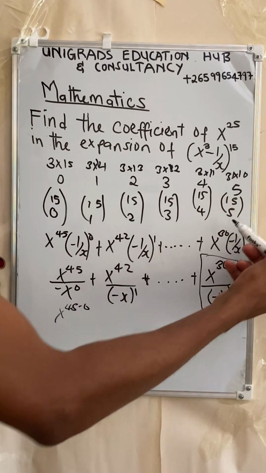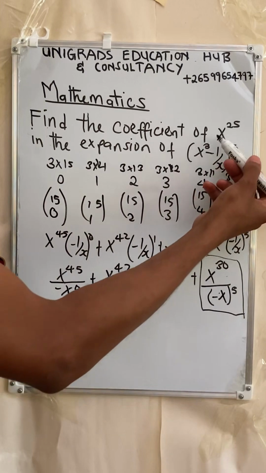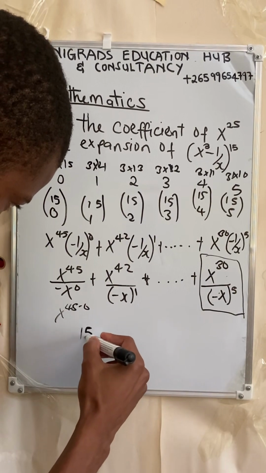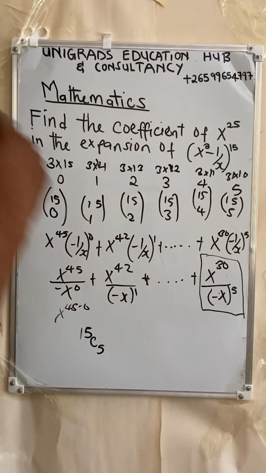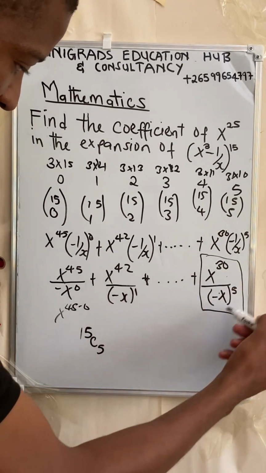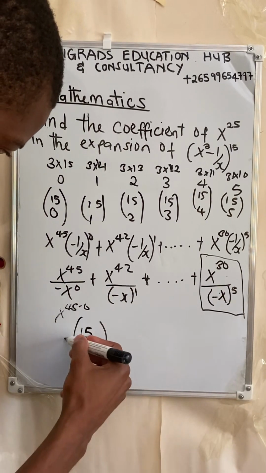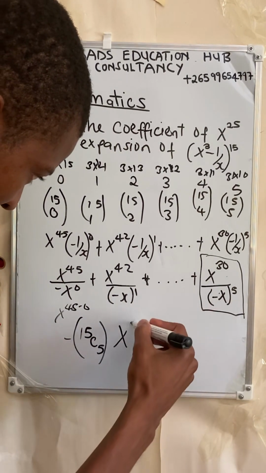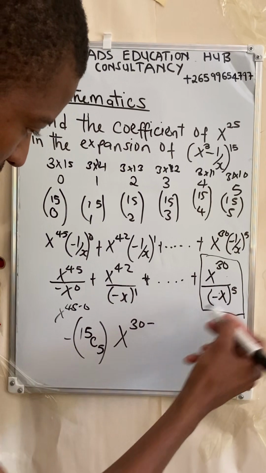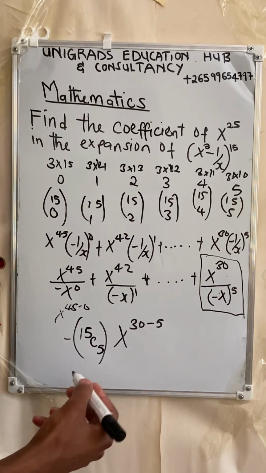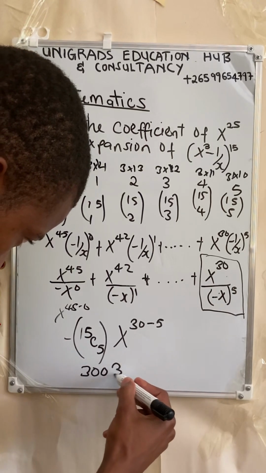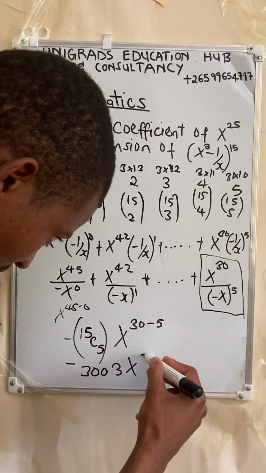But which one is the coefficient for this x to the power 25? It's 5 combining 5, so we expect the coefficient of x to the power 25 to be 15 combining 5. But we are saying this is a minus x to the power 5, so whatever number we get, it will be negative. This is x to the power 30 minus 5. If you do your computation, 15 combination 5 gives you 3003, and don't forget the negative, times x to the power 25.